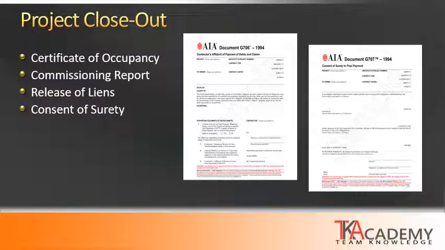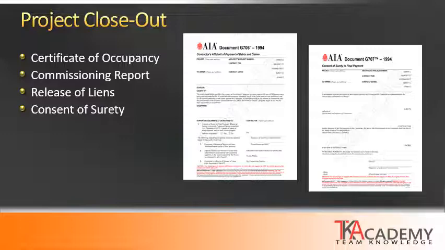There are a number of documents that must be completed during the project closeout or the closing of the construction contract. As stated earlier, the Certificate of Occupancy must be issued by the authority having jurisdiction before the owner can occupy the building or premise. A final commissioning report should be issued by the commissioning authority or commissioning agent of all the findings. The general contractor should complete a release of liens to the owner, and also a consent of surety for final payment should be filled out and completed for the general contractor, especially before any retainage amounts are released.